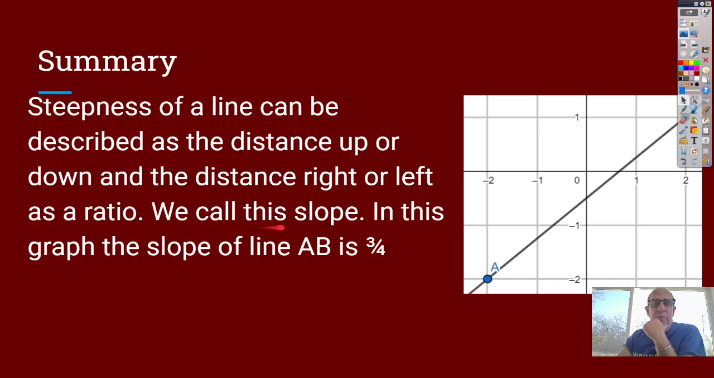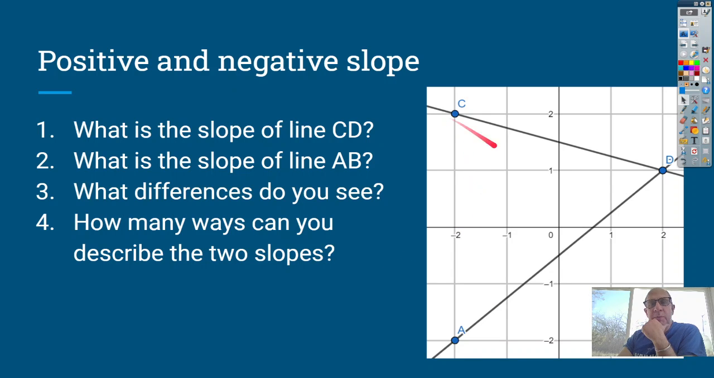The steepness of a line is described as the distance up or down and the distance right or left as a ratio. We call this the slope. In this graph, slope A to B, hidden under there, is up 3 over 4. So we call that a slope 3/4. Okay? What about this one, CD? What is the slope of that line?